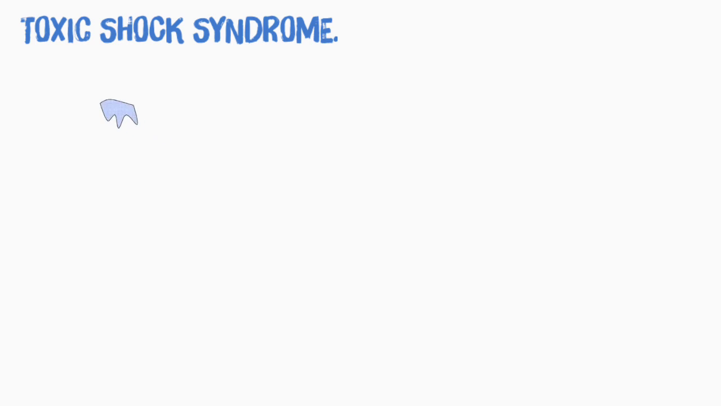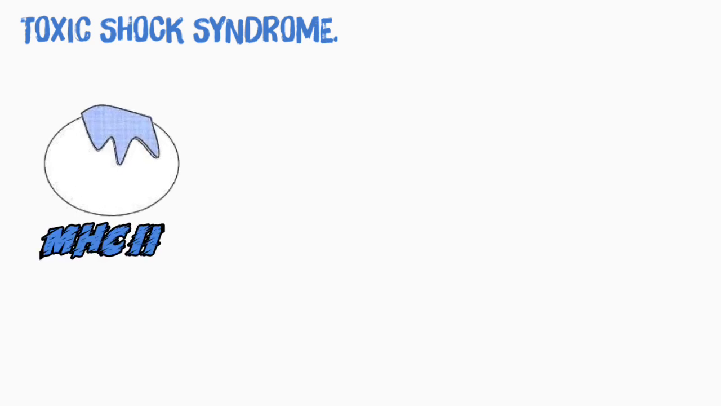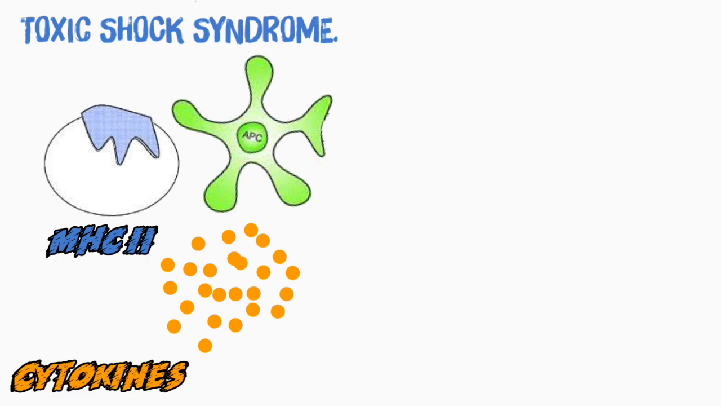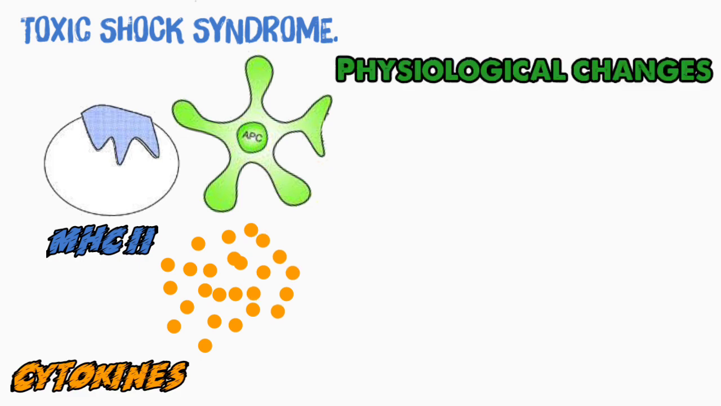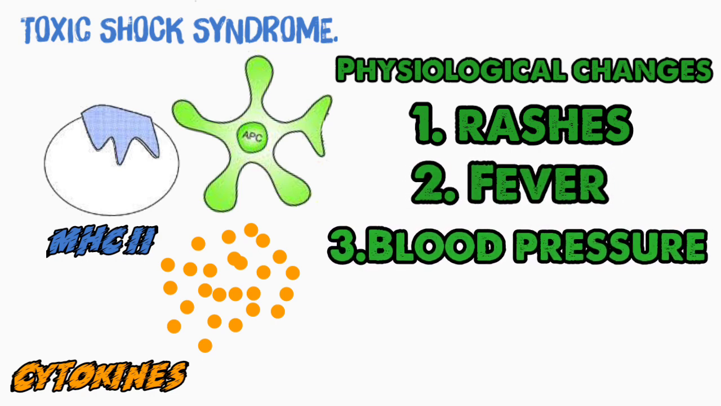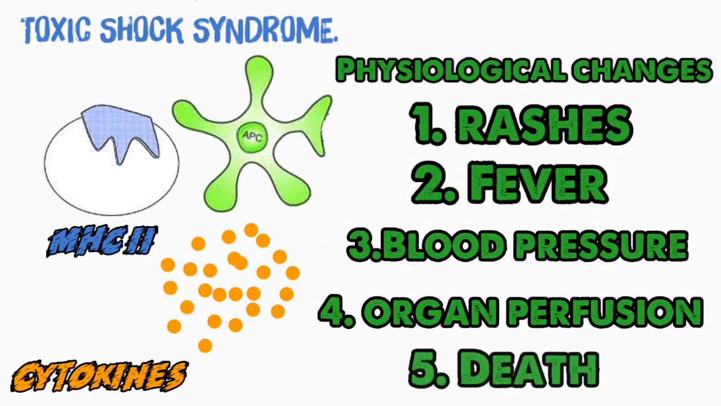Toxic shock syndrome toxin is produced at the site of infection. It binds to major histocompatibility complex type 2, or MHC2, which is a receptor found on antigen-presenting cells. After binding, it releases a lot of inflammatory molecules called cytokines. It causes many physiological changes like rashes, fever, low blood pressure, reduced organ perfusion, and death. This is called toxic shock syndrome.